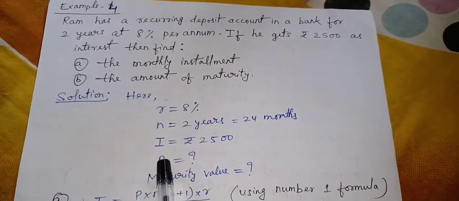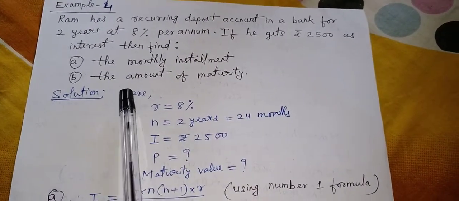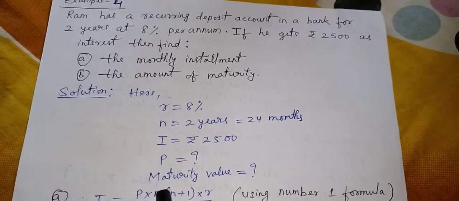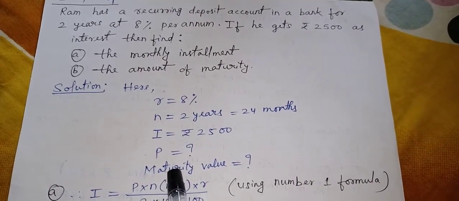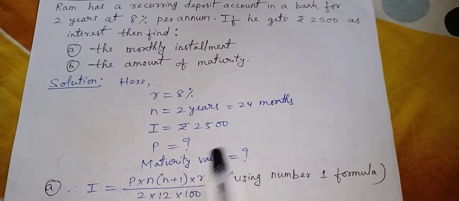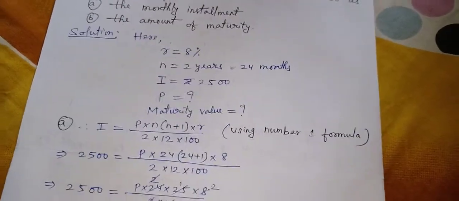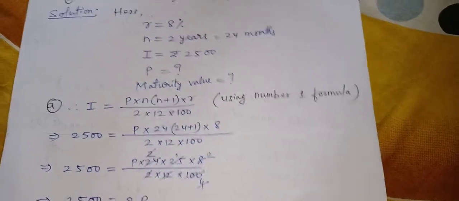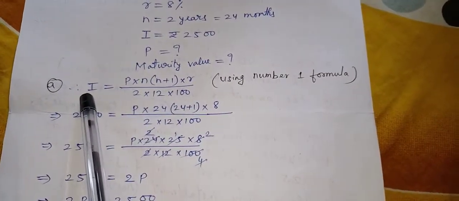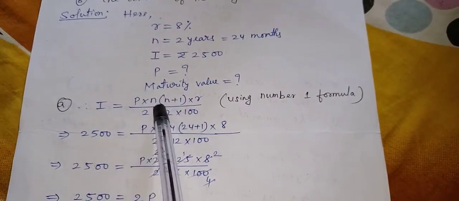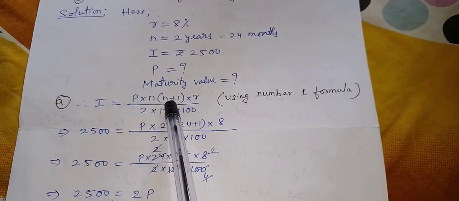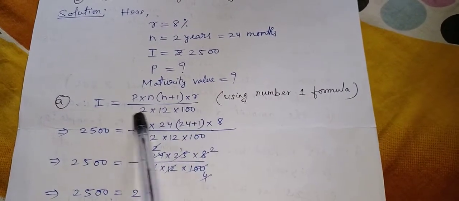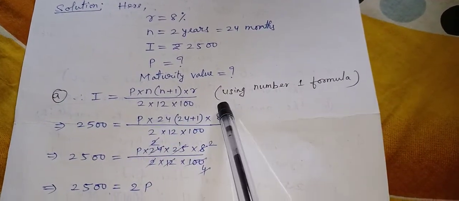Monthly installment means P. We have to find P. The amount on maturity, in shortcut we can say matured value. So matured value is question mark. So these three things have been given and two things we have to find. So I am using formula number one, that is I equal to P into n bracket n plus 1 into r by 2 into 12 into 100.